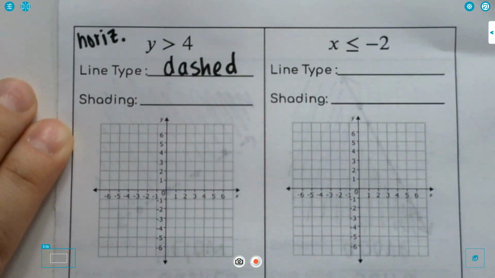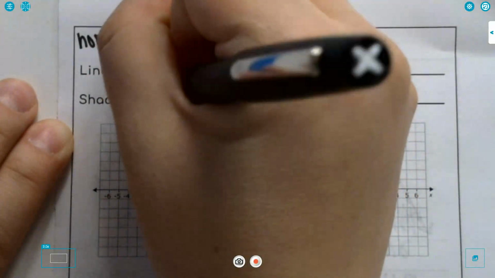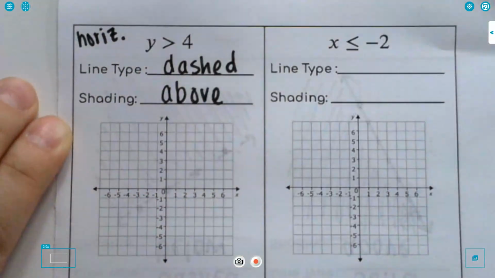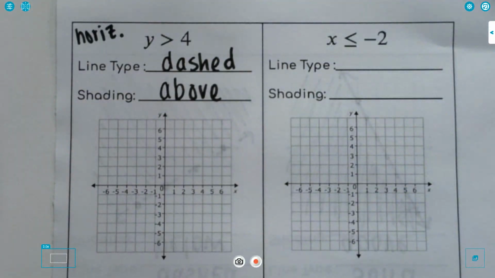And since it's greater than, we're going to shade above. And you've got your little table on the other side that you can use for that. So dashed line, greater than, shades above. Okay, so we'll do a dashed line at 4. So y is greater than 4.